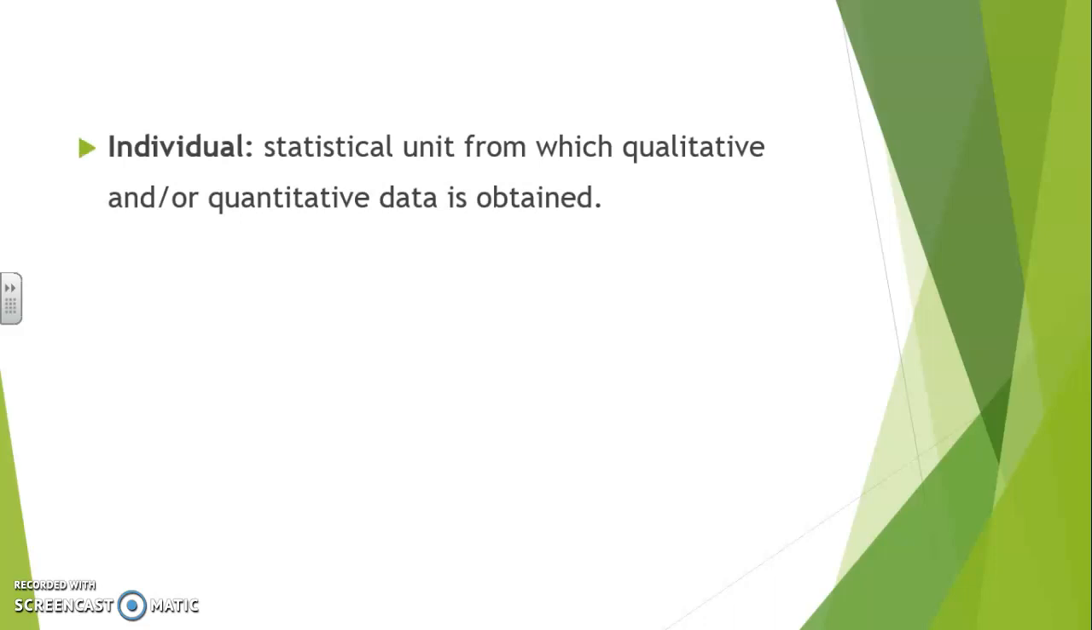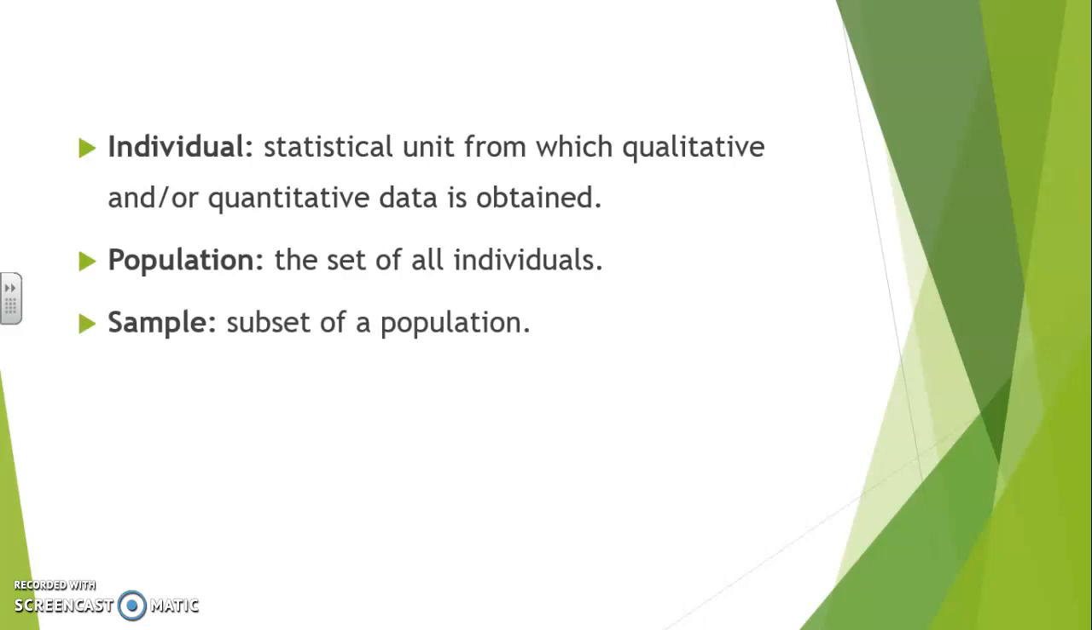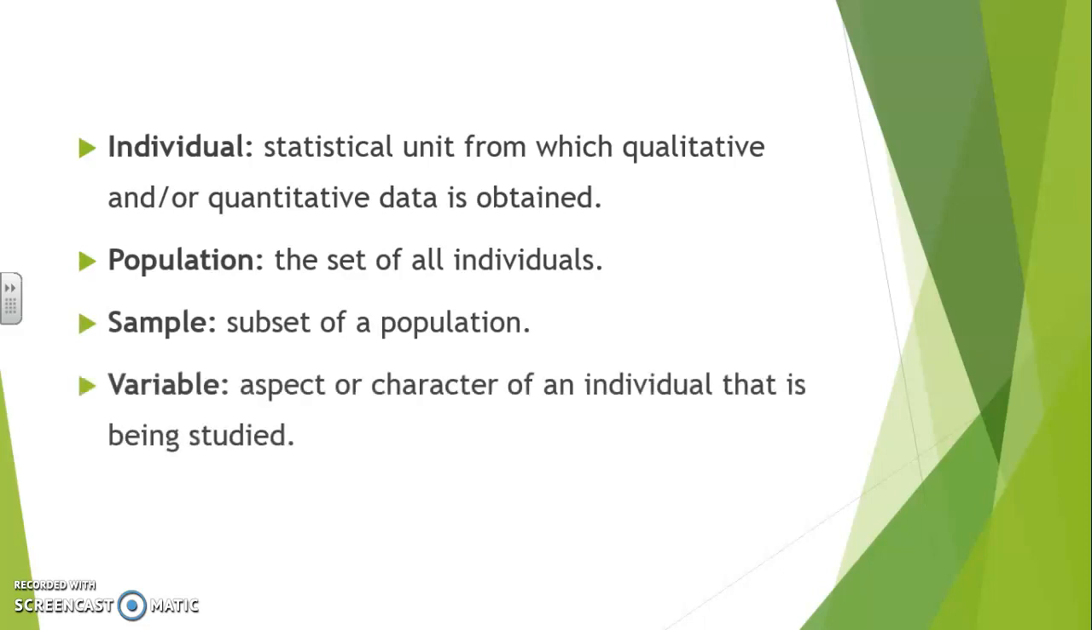The individual is the statistical unit from which qualitative or quantitative data is obtained. An individual doesn't have to be a person. It could be a house or a region or a country. A population consists of all individuals, whereas a sample is the subset of individuals taken from a population. We're going to be examining variables quite a bit, so aspects or characteristics of an individual that is being studied.